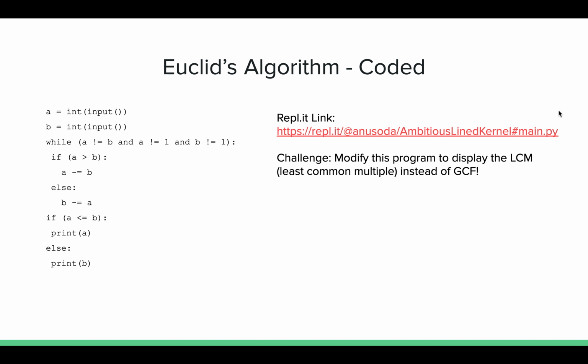I included a REPL link here because I encourage you to play around with this. There's a challenge. You can modify this to display the LCM instead of the GCF. This comes from a clever mathematical relationship between GCF, LCM, and the product of two numbers. I encourage you to try to figure it out by just trying numbers. If you already know it, that's great. You can just go ahead and code that.